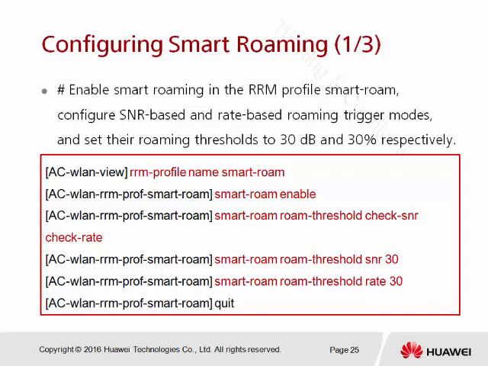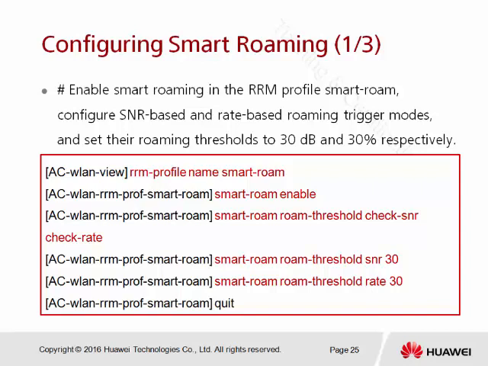So to enable smart roaming, what we need to do is enable it inside the RM profile. So we need to enter the WLAN view. Inside there, we use the command smart roam enable. By default, it's not going to be enabled for you, so we have to do it manually.